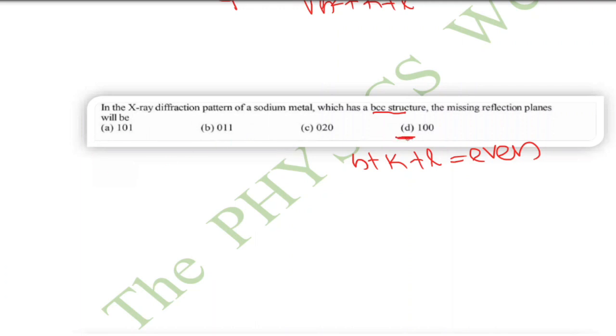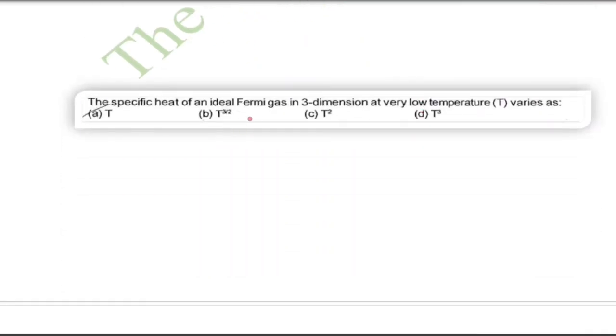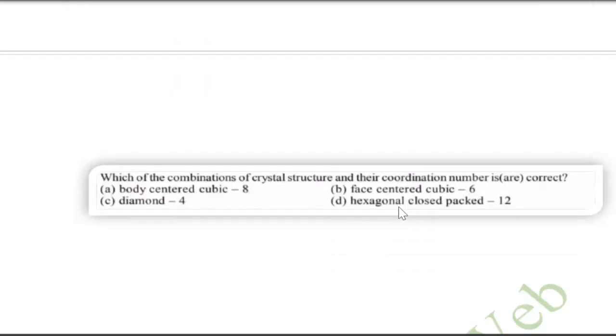Okay, option D is h plus k plus l is odd. So this will be the missing reflection plane in the diffraction pattern. Okay, so D is your correct option. Next, the specific heat of an ideal Fermi gas in 3 dimensions at very low temperature, here is H, P. A is your correct option.